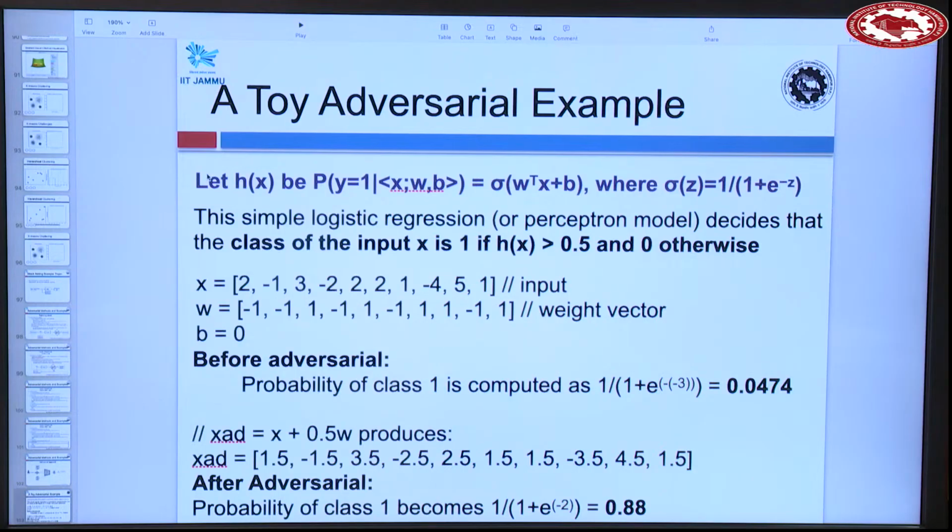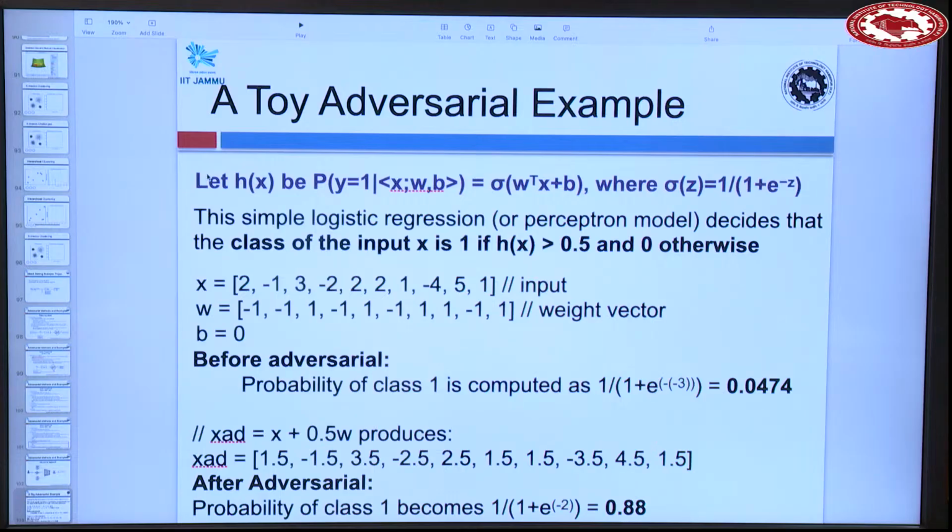x is a vector, a feature vector, by the way. x is a single sample. How many elements are there in that? You can see you have 10 elements. So, this is a 10 dimensional input sample with 10 feature values, and you have corresponding weights, corresponding dimensional parameters. Bias is 0, we intentionally kept it so; you might put a certain value.